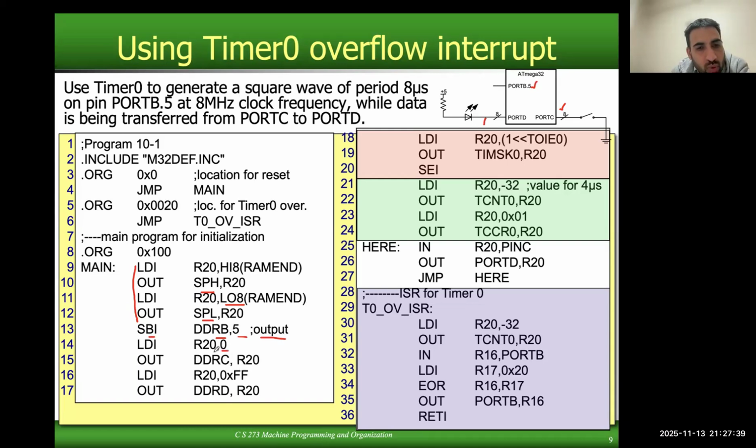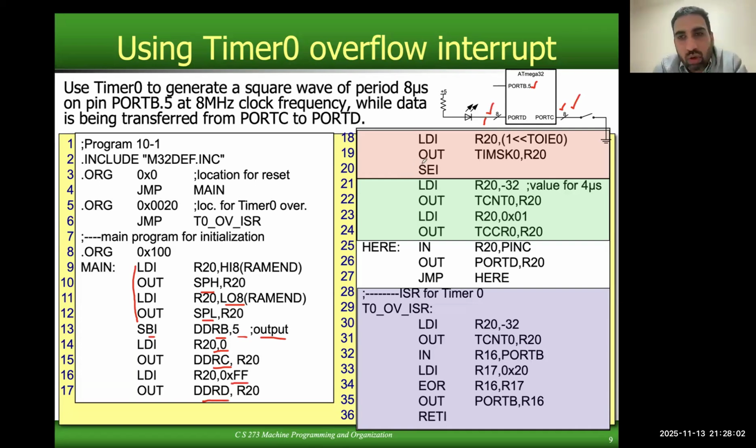We are putting 0 in R20 and sending R20 to the direction register C. So now we are done with C. It is now configured as an input port, and then we are putting all ones in R20 and sending it to DDR-D. Now port D is configured as an output port. Okay. Now we are done with that.